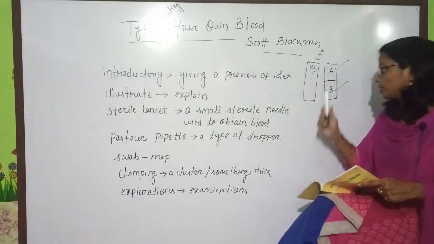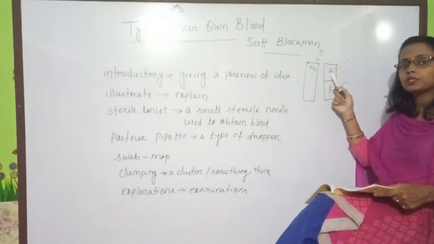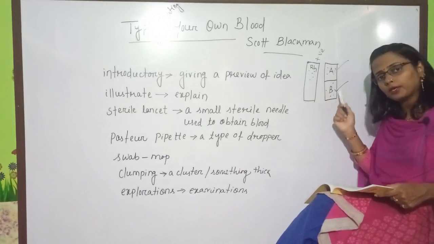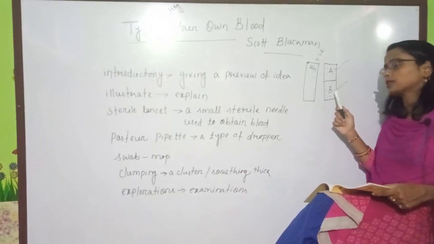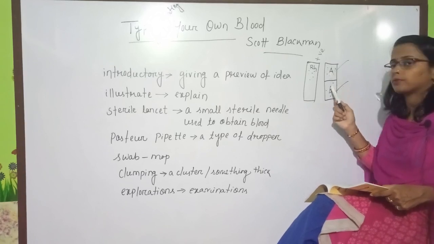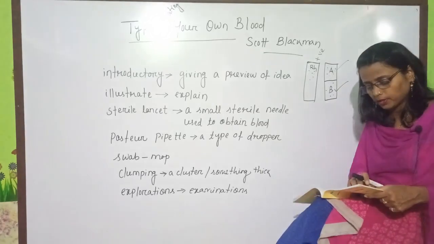Understood what I told? If clumping is taking place in A, it means you have A blood group. If in both clumping is taking place, you have AB. If the clumping is taking place in B, you have B blood group. If there is no clumping either in A or in B, then you have O type blood.